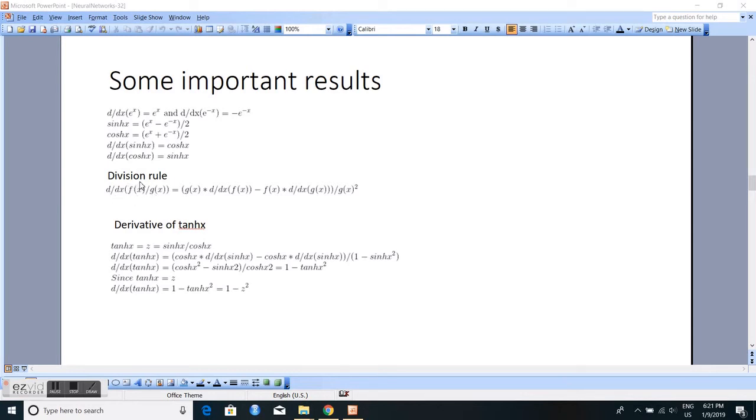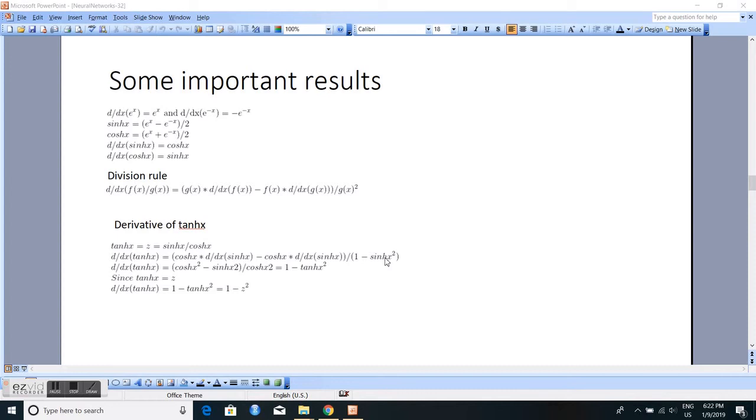And this is the familiar division rule. If I try to do d by dx of f of x divided by g of x, then it is g of x into d by dx of f of x minus f of x into d by dx of g of x, divided by g of x squared. And this division rule is important when we are trying to find the derivative of tanh x. Since tanh x is equal to z is equal to sinh x divided by cosh x, we can say d by dx of tanh x is equal to this denominator cosh x into d by dx of sinh x minus sinh x into d by dx of cosh x, divided by cosh x squared.